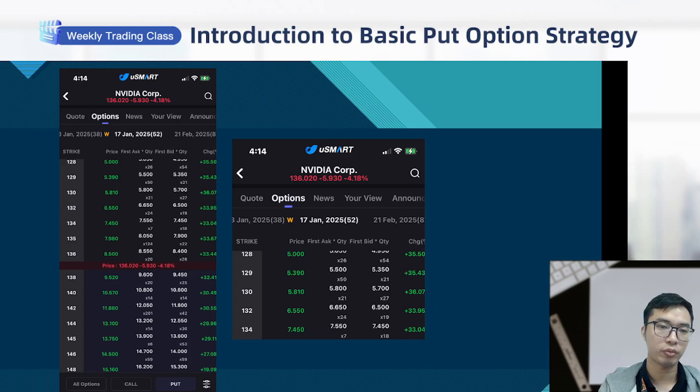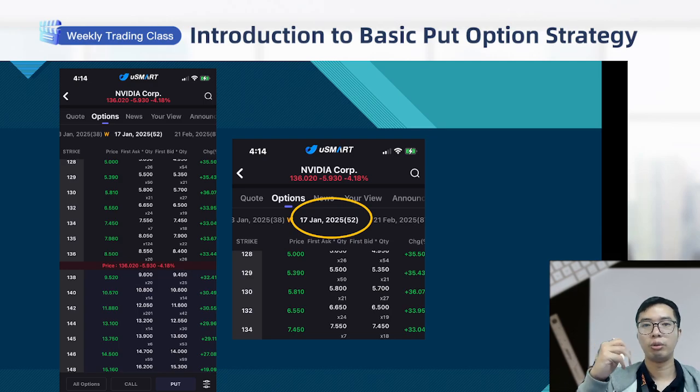Then we need to choose the expiry date. Alright, so here I picked 17th January 2025. Why? Because it has 52 days, more than one month. Because in options there is time value, the time value will cause the price to decay, so we want to find options with a longer expiry.